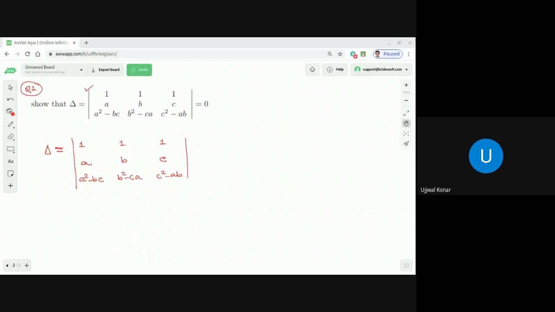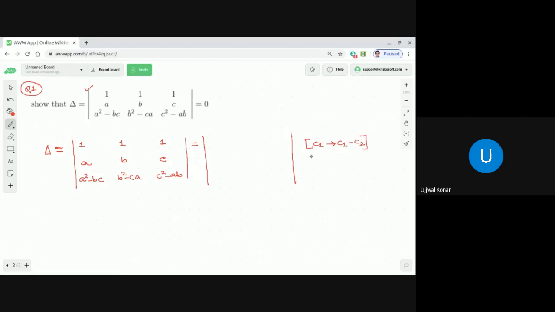here our operation is that our column 1 is column 1 minus column 2. If I do column 1 is equal to column 1 minus column 2, what are we going to get? So this is equal to, what operation am I going to write? I'm going to write the operation column 1 is column 1 minus column 2.